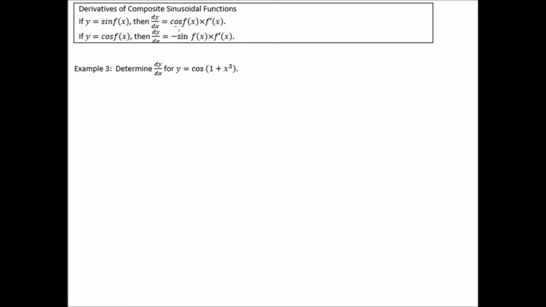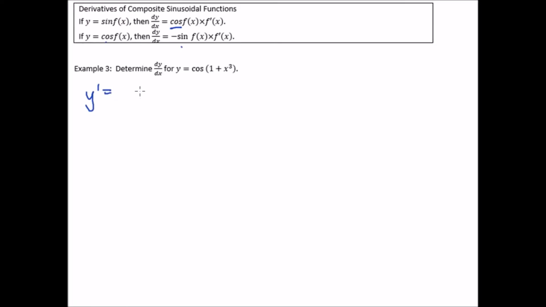So for the derivative of composite functions, instead of when we just have a sine x or cos x, we have sine of a function or cos of a function, the derivative is going to equal, well, the derivative of the sine is cos, so cos of that function, and then again chain rule, times the derivative of that function. For cos, it's going to be negative sine of that function times the derivative of that function. Okay, so let's try another one.